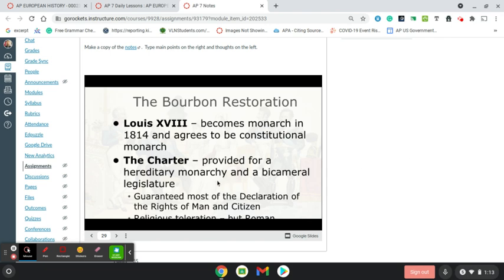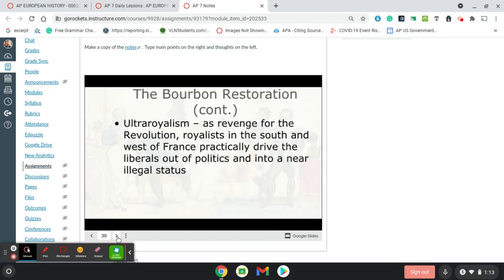It did keep intact most of the Declaration of Rights and religious toleration. However, there were many that participated in what was known as ultra-royalism. Usually French nobles and their supporters that would go around the countryside and harass people with liberal leanings and try to drive them out of the country.